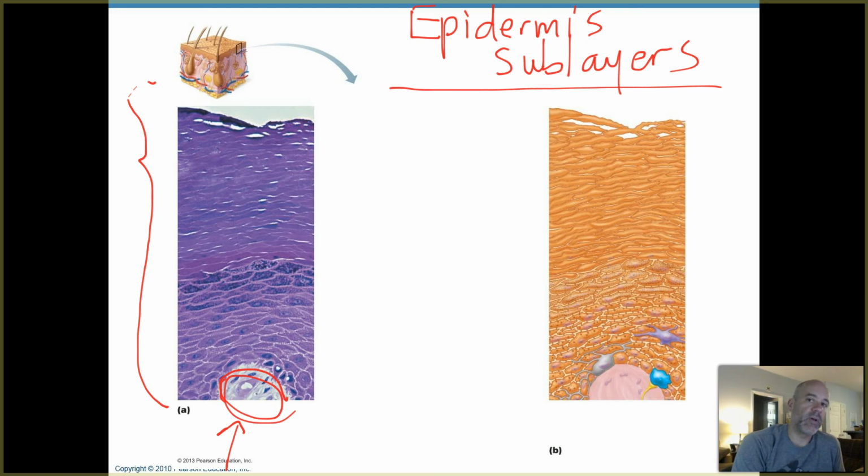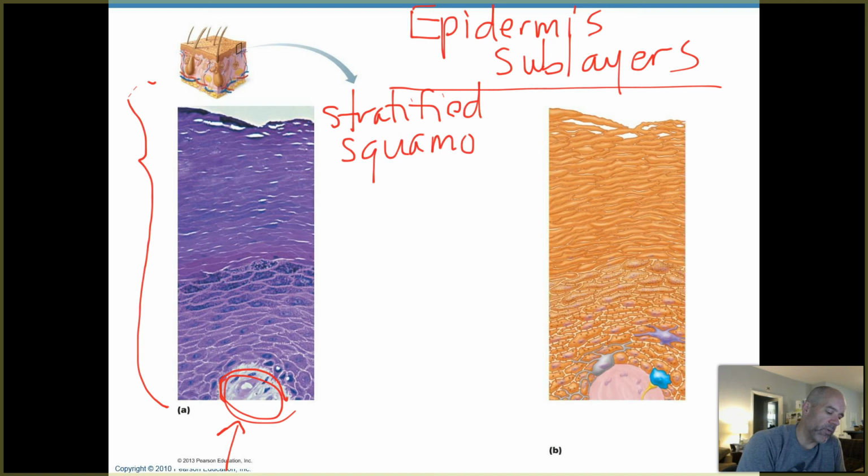All right, so your epidermis consists of, what's our tissue type there? The tissue type is stratified squamous epithelium.